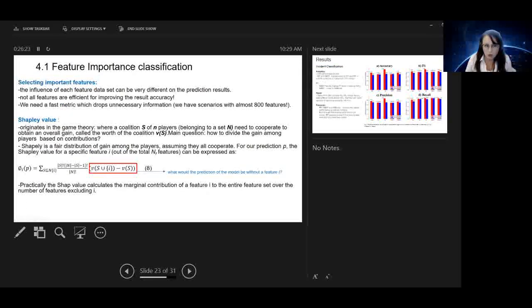We also selected the most important features, and basically we wanted to see a ranking of all these features, the importance that they have in the model. And for this, we use Shapley value.